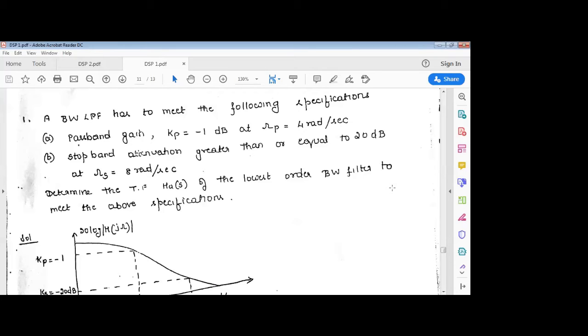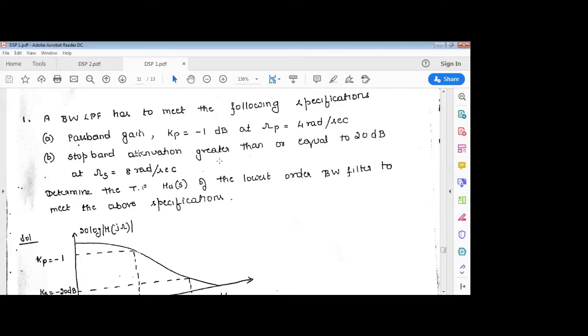So we will try to take a simple example for designing an analog low pass filter. A Butterworth low pass filter has to meet the following specifications, with the passband gain Kp equal to minus 1 dB at ωp equal to 4 radians per second.